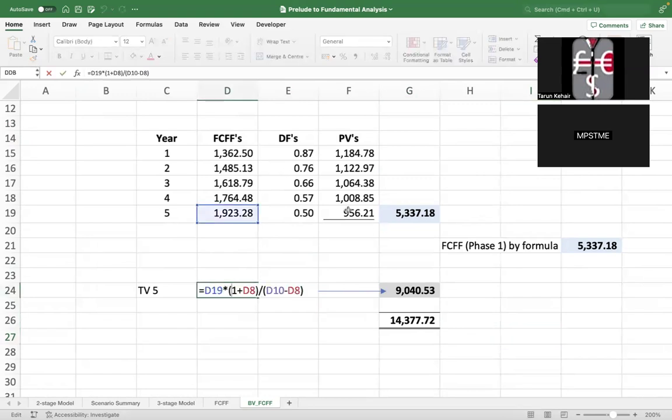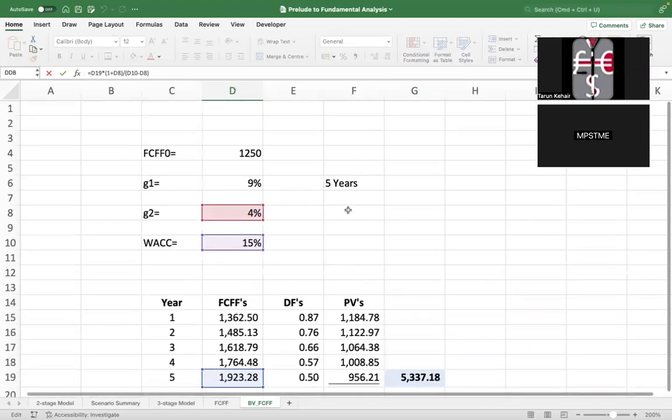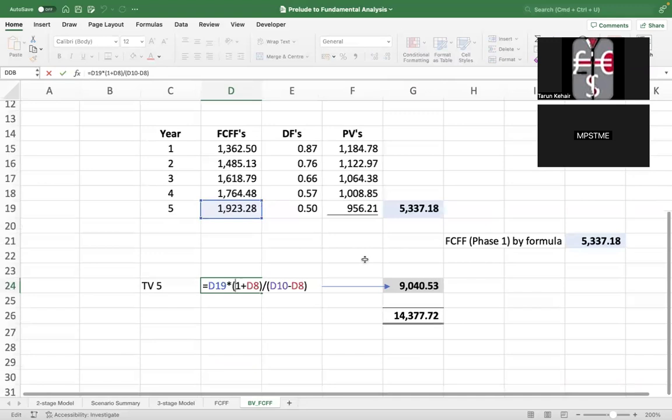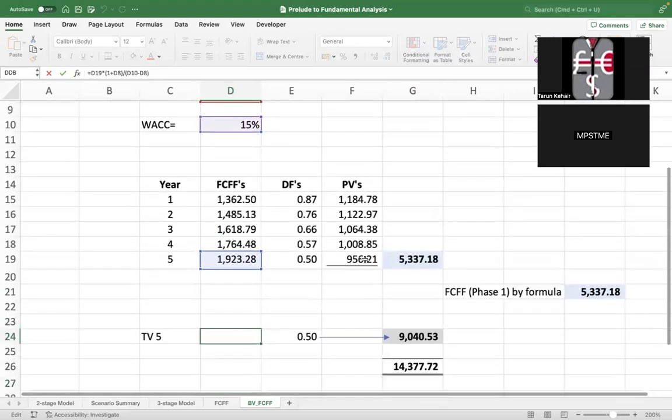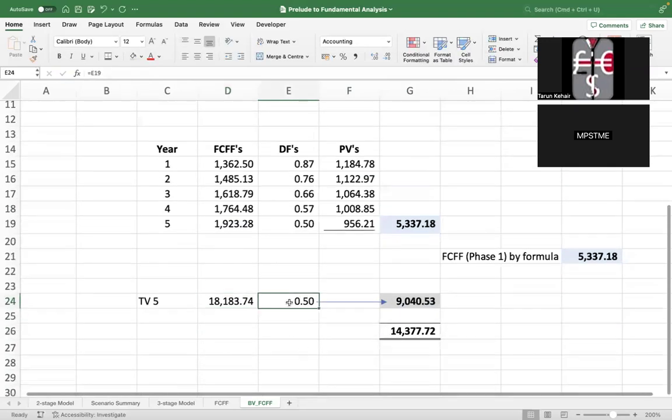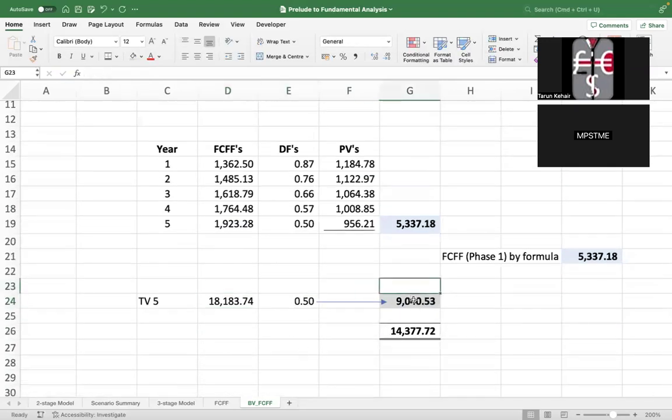So basically for terminal valuation, you will take the free cash flow for the 6th year, which is 4% higher than the 5th year, divided by WACC minus G. And then discount this and get your terminal valuation. And add these two. This, my friends, will be your valuation of the business.